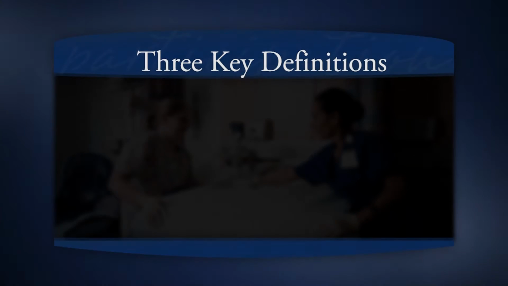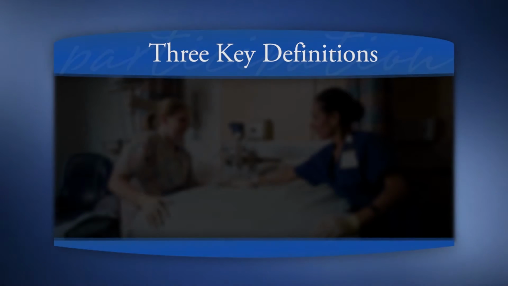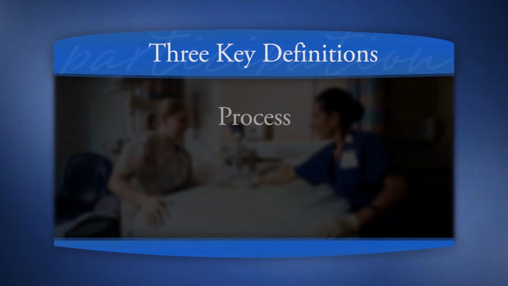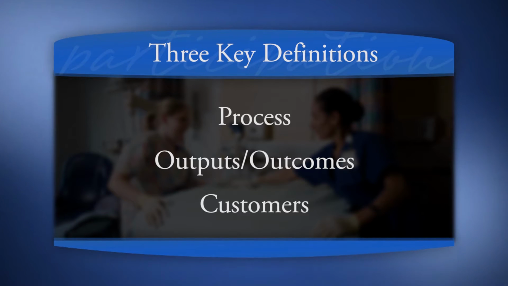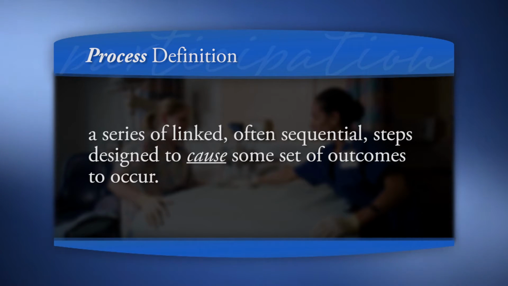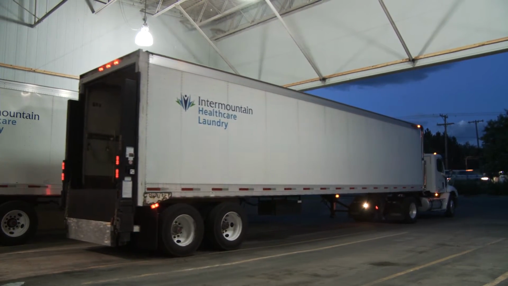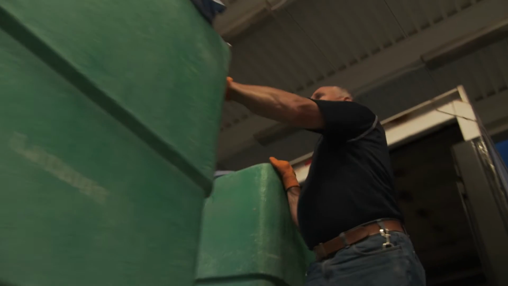3 key definitions lie at the heart of process improvement. They are the terms process, outputs, which are sometimes also called outcomes, and customers. A process is a series of linked, often sequential steps designed to cause some set of outcomes to occur. Now the idea of causality is critical to the concept of process. The steps in the process cause the desired results. So is the idea of an end goal. Every process has a purpose.